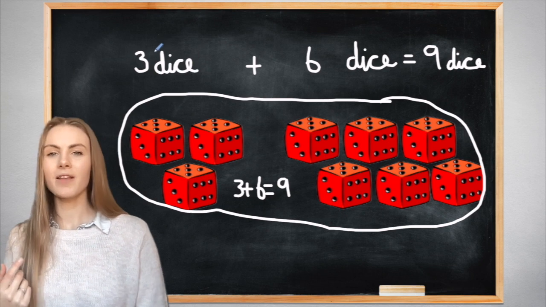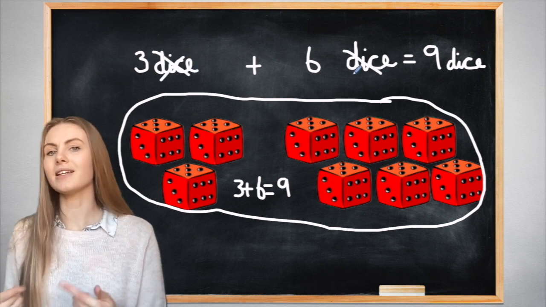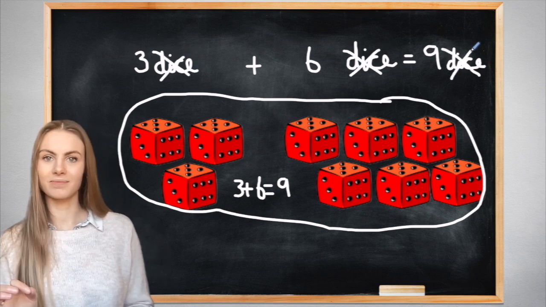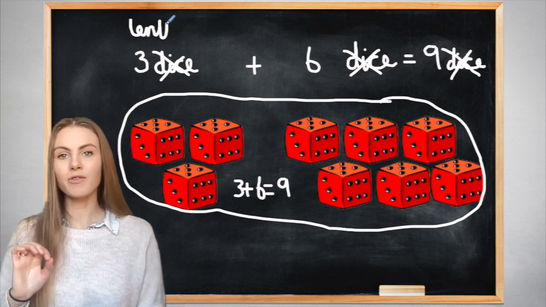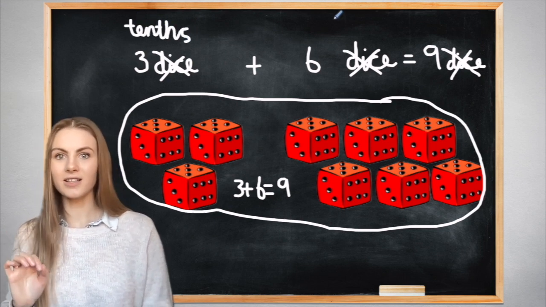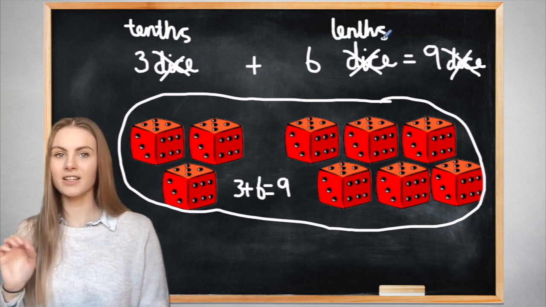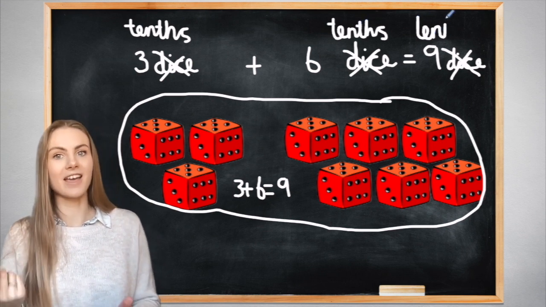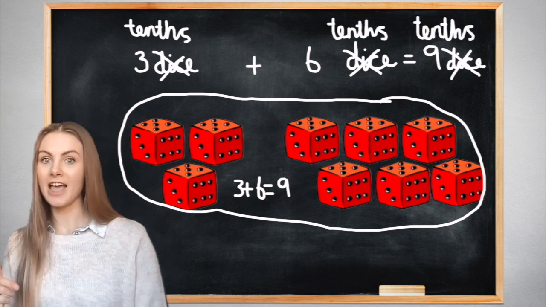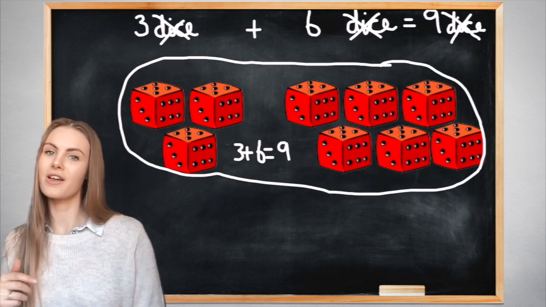Well, let's take away that word dice and replace it with the word tenths. So instead of 3 dice, you have 3 tenths. Instead of 6 dice, you have 6 tenths. Instead of 9 dice, you guessed it, you've got 9 tenths. So now it reads 3 tenths add 6 tenths equals 9 tenths.